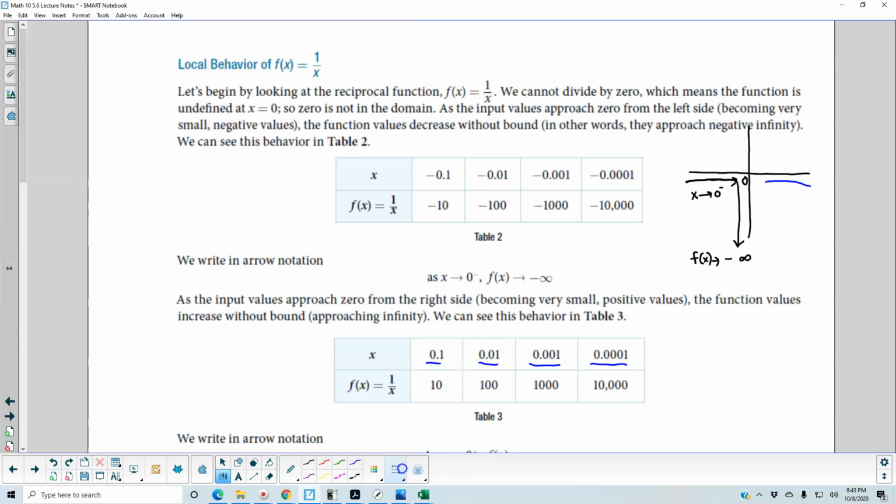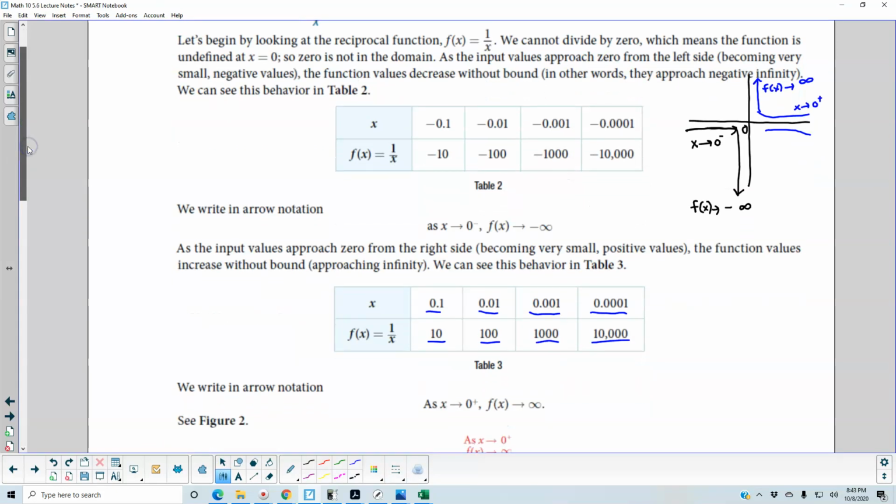But if you look at the outputs, they're getting larger and larger and larger. So that means as x is approaching 0 from the right, the output is getting larger and larger, so f of x is approaching positive infinity. And you can see how it's written over here.